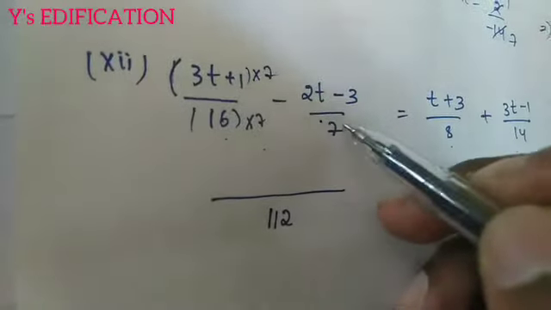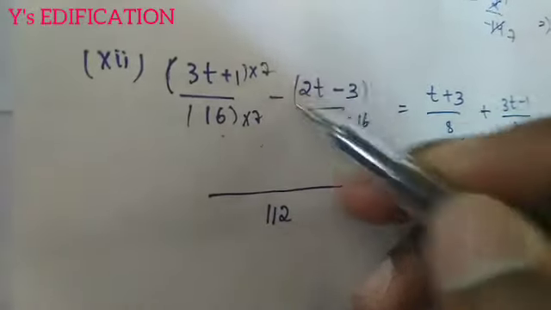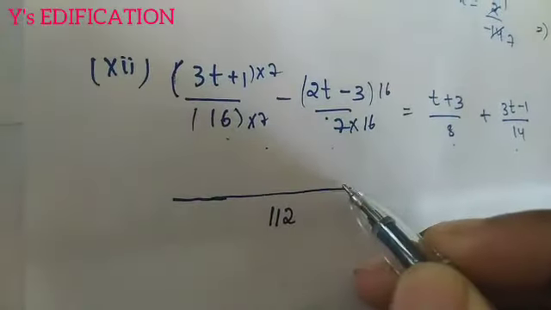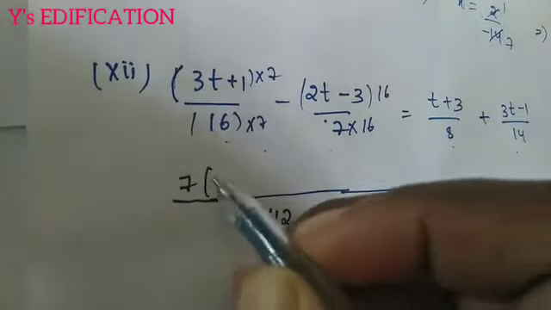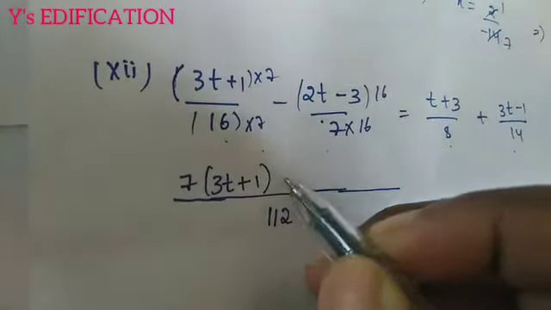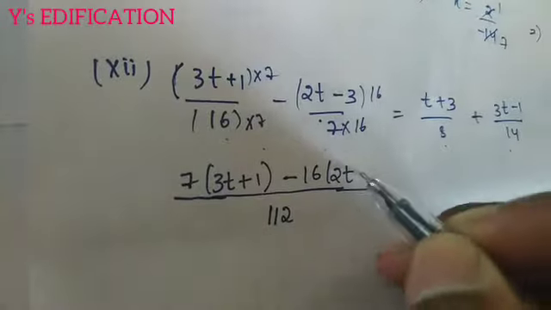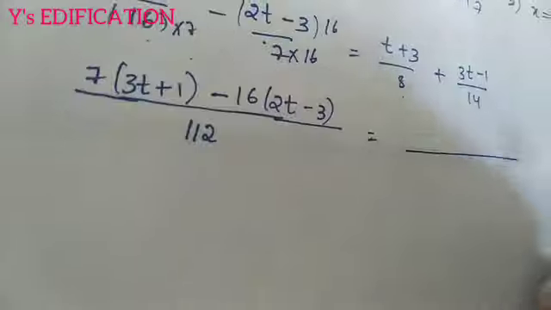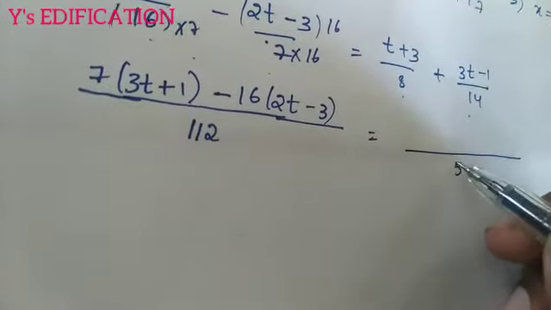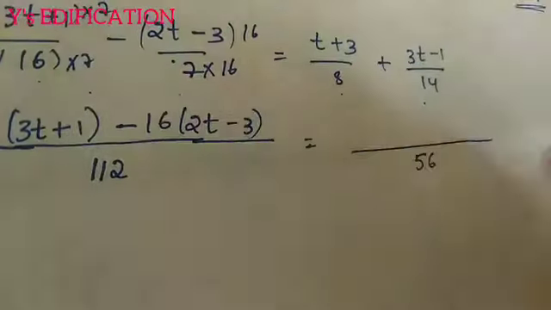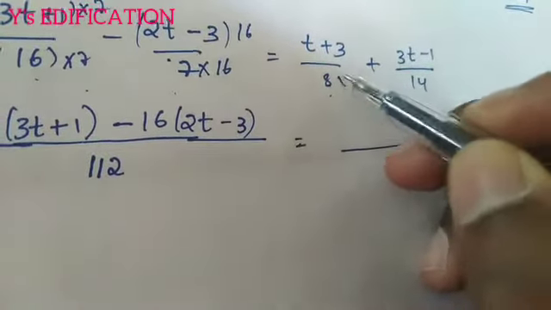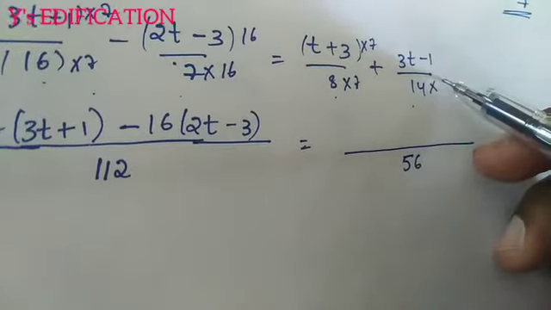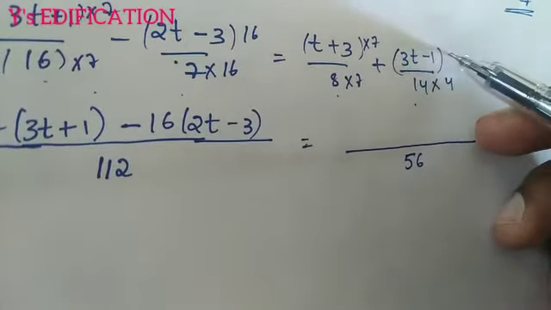And multiplying this number with 16 and this numerator with 16. Okay. So we will write it as 7 into 3t plus 1 minus 16 into 2t minus 3 is equal to, what is the LCM for 8 and 14? LCM for 8 and 14 is 56. So we have to multiply this number with 7, this numerator also with 7, and multiply 14 with 4 and this number with 4.